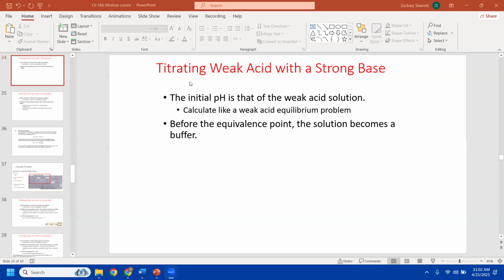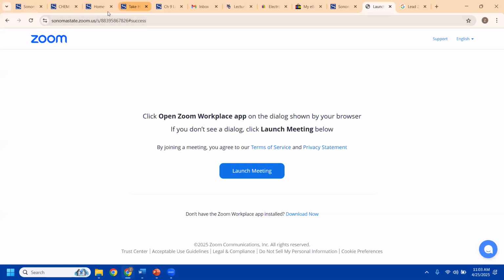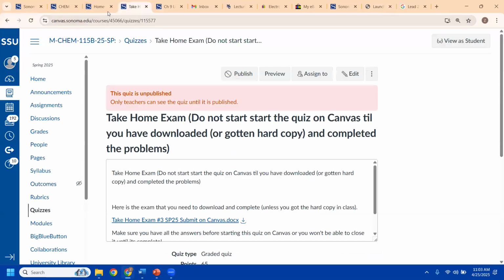So we're pretty much done with chapter 16. We went over titrating a weak acid with a strong base. This is very important on the exam. Let me look at the exam real fast. This it? Okay. So for those of you who are not here to pick this up, I will publish this at the end of class.